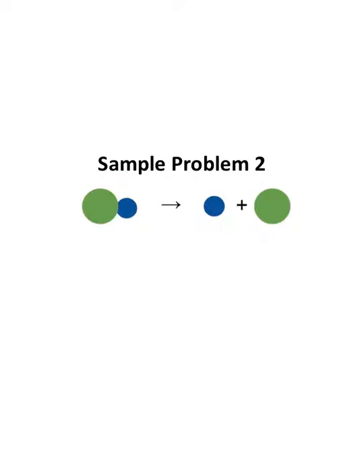All right, sample problem number 2. What I'm looking at in my reactants is a single compound, and I'm breaking it apart into its individual elements or its individual smaller compounds. Remember, I'm breaking something apart, so I'm breaking those bonds. So this would be decomposition.